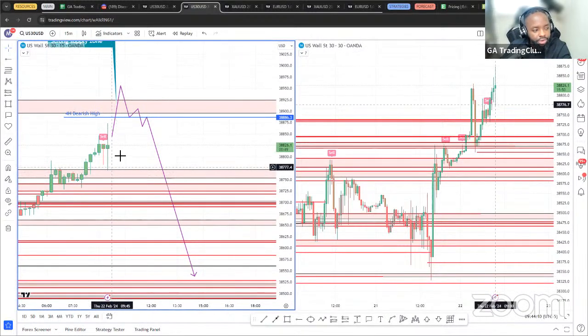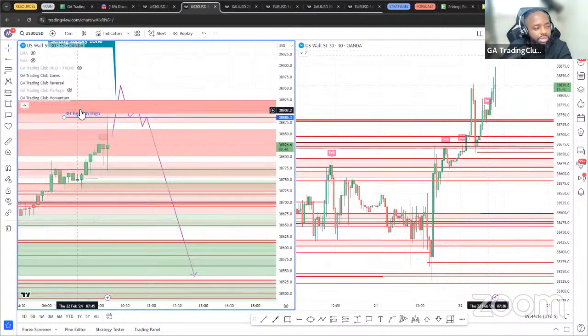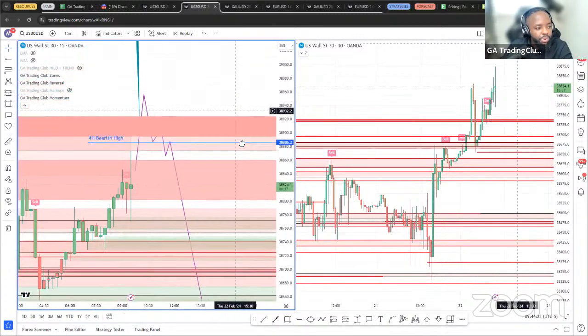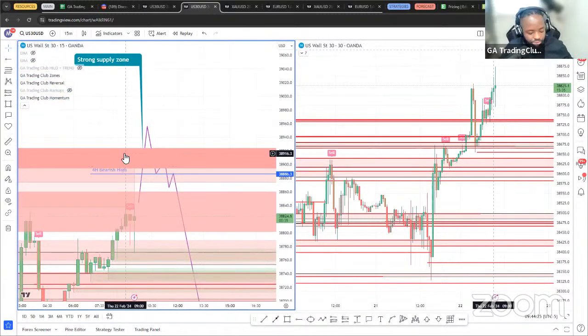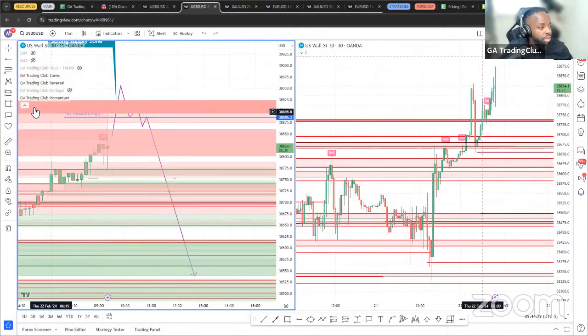Because if you sell it here and they really haven't tapped into it, the key thing is to make sure that they tap into this supply zone right there. If I can delete it there, you'll still see, and this is heavy. You can see it's pretty red, right? So this is a major supply zone on US 30.